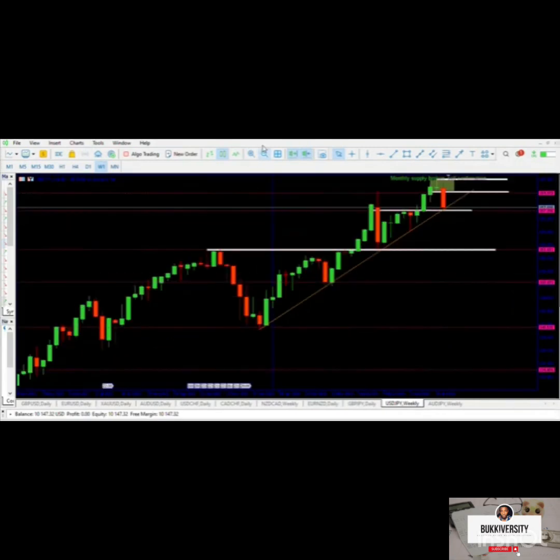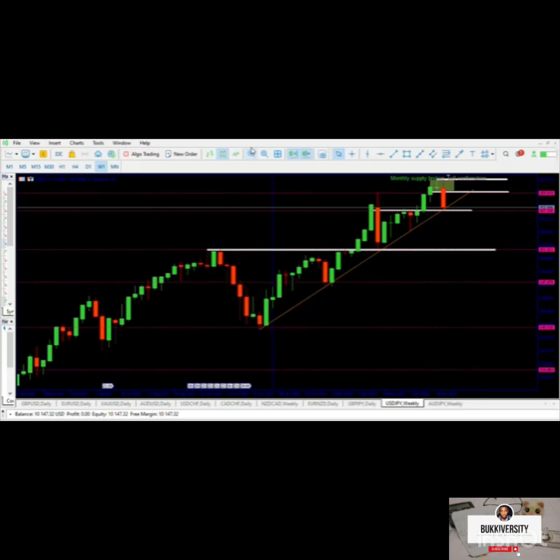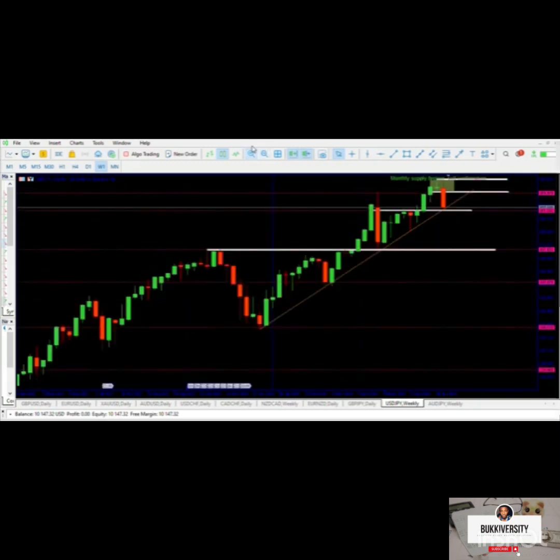I am on the weekly chart on USD Japanese yen. So that is what I'll be doing my analysis on, this particular currency pair. So you know how I do it on the weekly analysis. So this is the weekly chart, and you can see the lines that I've drawn.